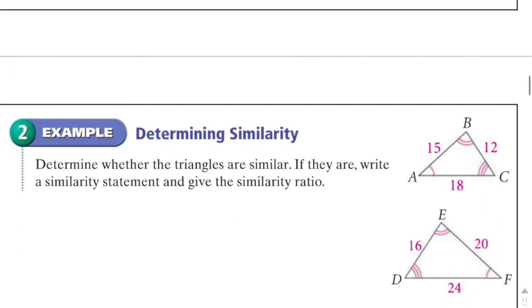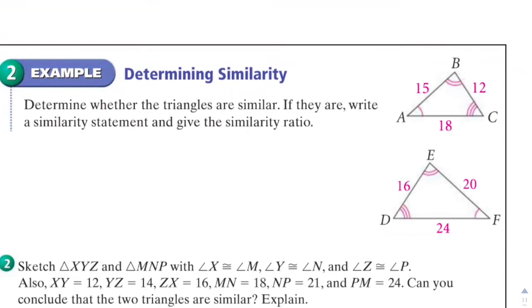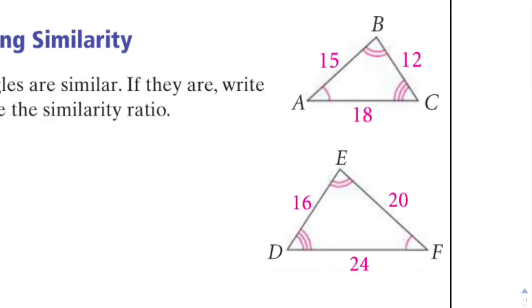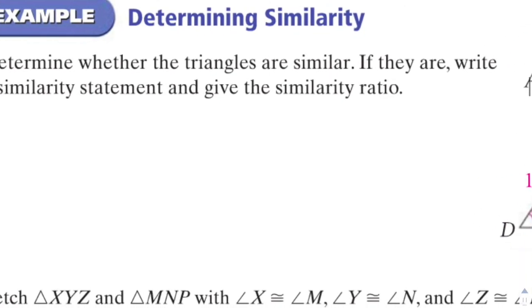All right, the next one, here we're going to determine if these are similar. The first thing I'm going to do is check and make sure it has angles and it has the right amount of tick marks. It looks like 1 tick mark, 2 tick marks, and 3 tick marks. So it looks to me like it does have 3 congruent angles. So I'm going to write that.